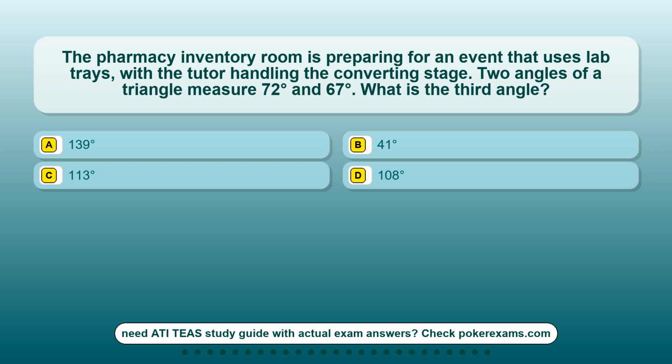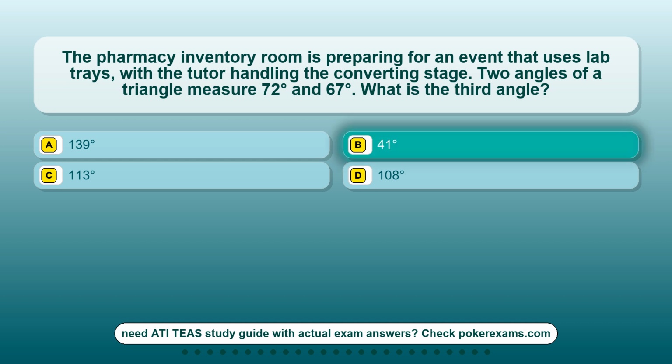Two angles of a triangle measure 72 degrees and 67 degrees. What is the third angle? Option A, 139 degrees. Option B, 41 degrees. Option C, 113 degrees. Option D, 108 degrees.